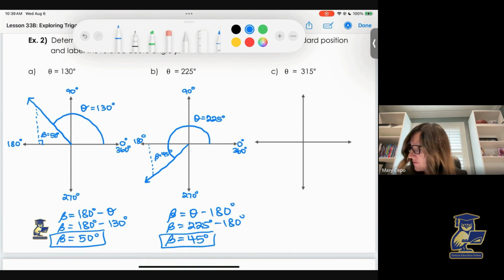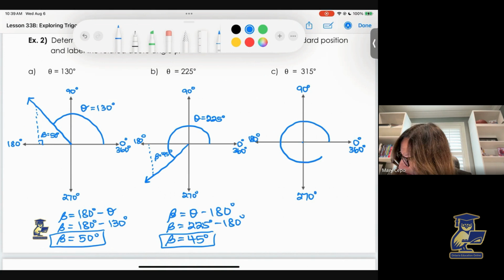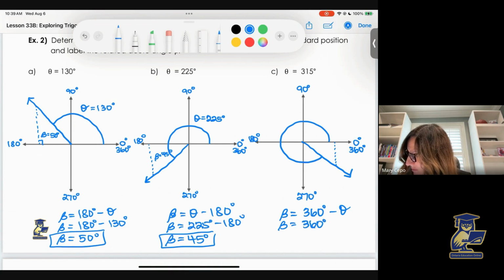Excellent. And 315, again, I like to always label. So it gives me an idea for my angle. It's just easier to draw. Okay, so 315 is between 270 and 360. Remember, the vertex is always at 0, 0, so you want to properly draw. Okay, so in quadrant number 4, the related acute angle is always 360 minus your principal angle, so 360 minus 315. The related acute angle is 45 degrees.